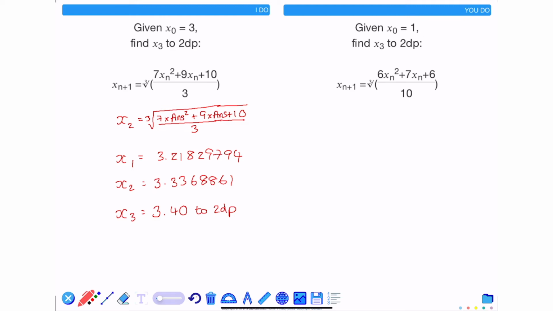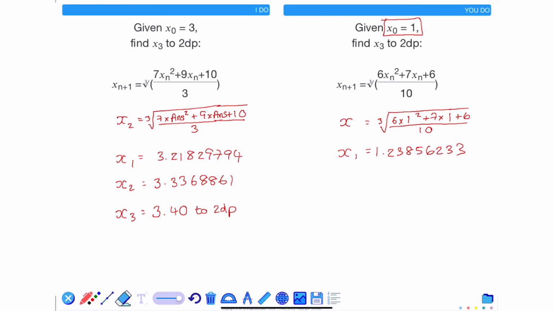With the question on the right hand side, I need to find x3 again. So with the first iteration, I need to substitute in x0 is equal to 1 in order to work out x1. So this will be the cube root of 6 times x0 squared plus 7 times x0 plus 6, and all divided by 10. On my calculator, I'm making the replacement of x0 as being 1. Typing it in and clicking equals will give me 1.23856233. This is x1.